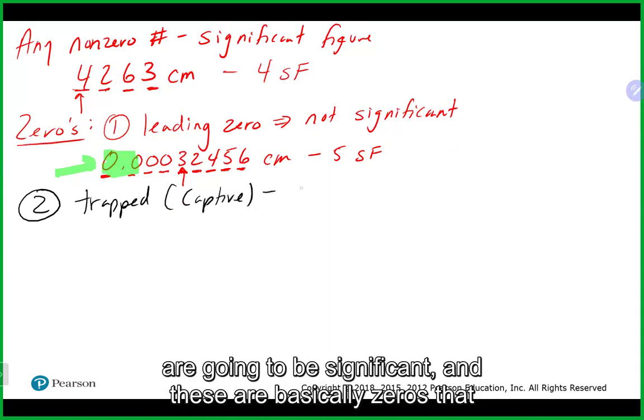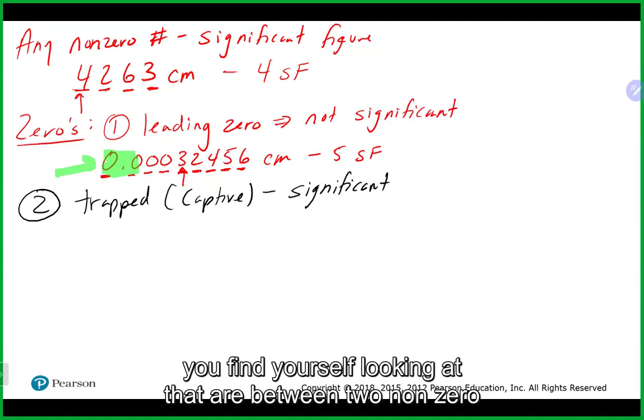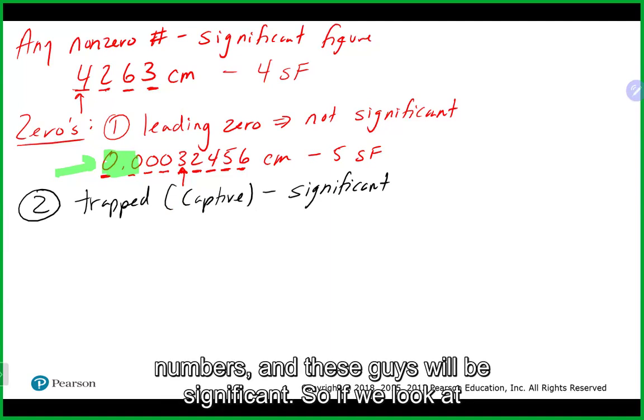These guys are going to be significant. And these are basically zeros that are trapped between two non-zero numbers. So these are zeros that you find yourself looking at that are between two non-zero numbers, and these guys will be significant.